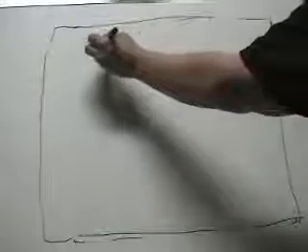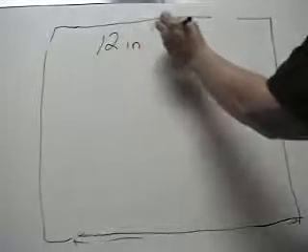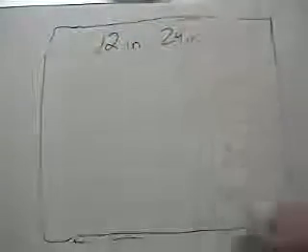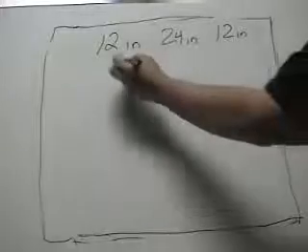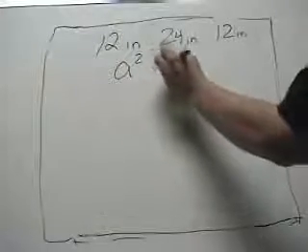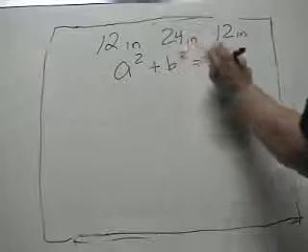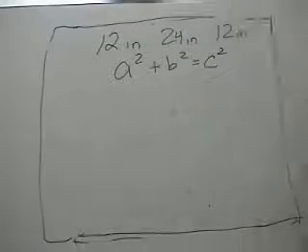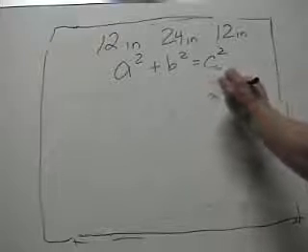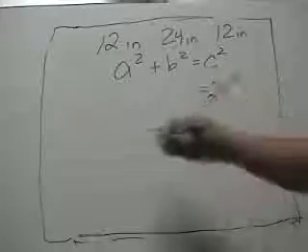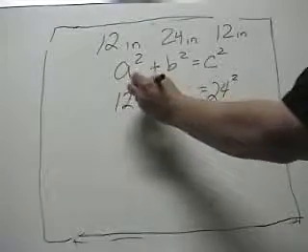Let's try another one. Let's say I have 12 inches by 24 inches by 12 inches. I have my formula, a squared plus b squared equals c squared. I had to figure out what would c squared be, what would be the hypotenuse, and out of those three numbers, 24 is the largest, so it goes over with the hypotenuse. And I bring down the other two numbers.